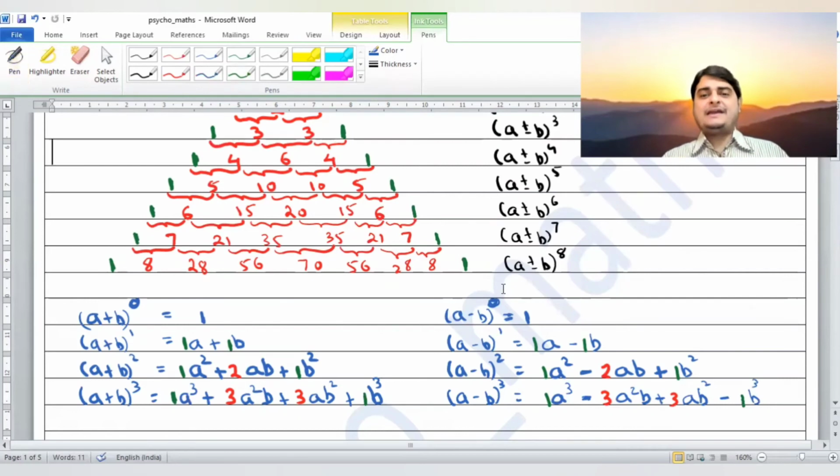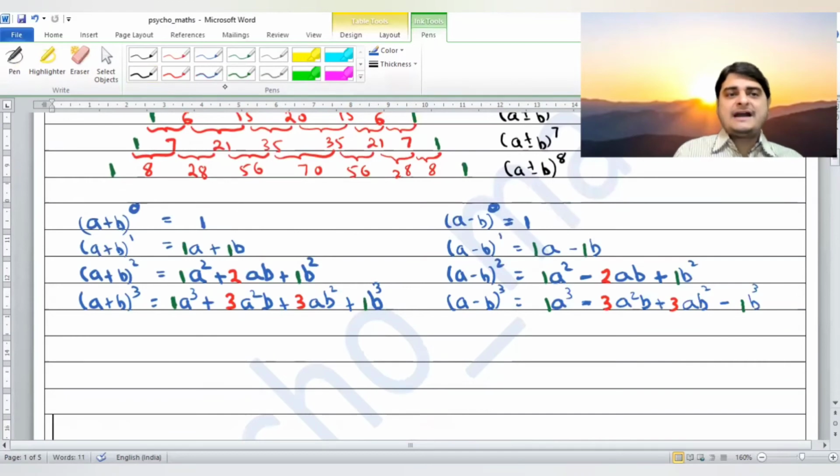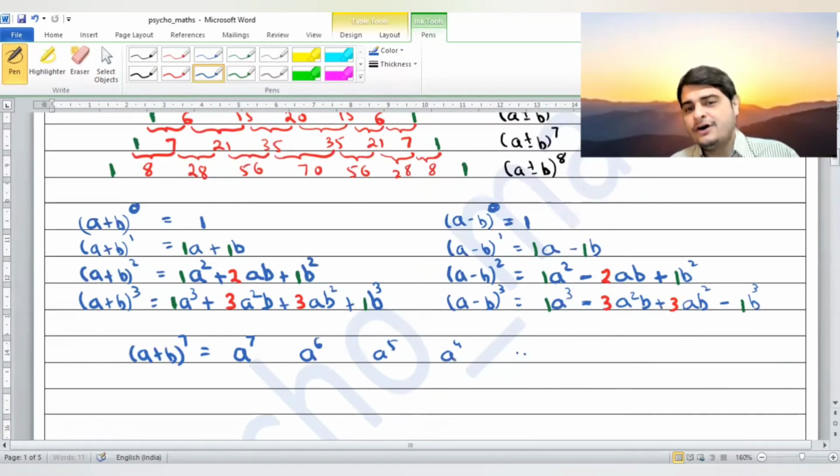Now let us try something greater, just like a plus b the whole raised to 7 and a minus b the whole raised to 7. I think you'll have got the technique of doing the same. So let's try out raised to 7. Now when it is a plus b the whole raised to 7, students, it is a raised to 7, then a raised to 6, then a raised to 5, a raised to 4, a raised to 3, a raised to 2, a raised to 1, and lastly it is a raised to 0, which we need not write.